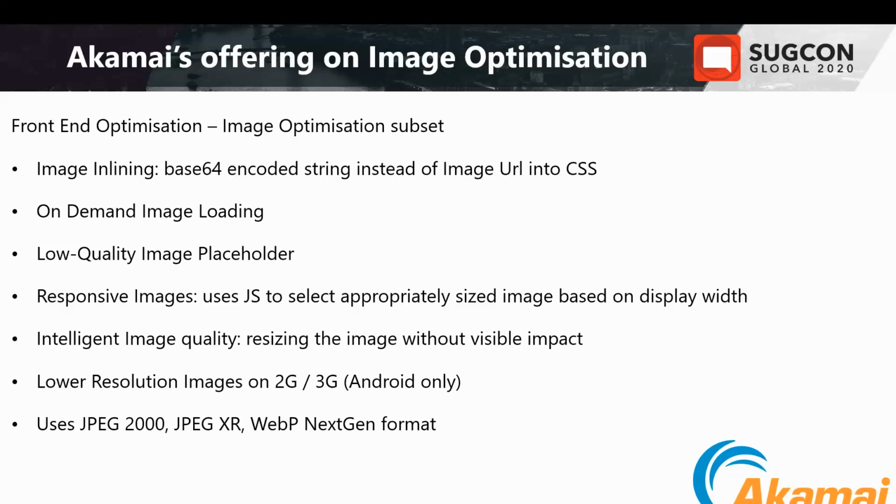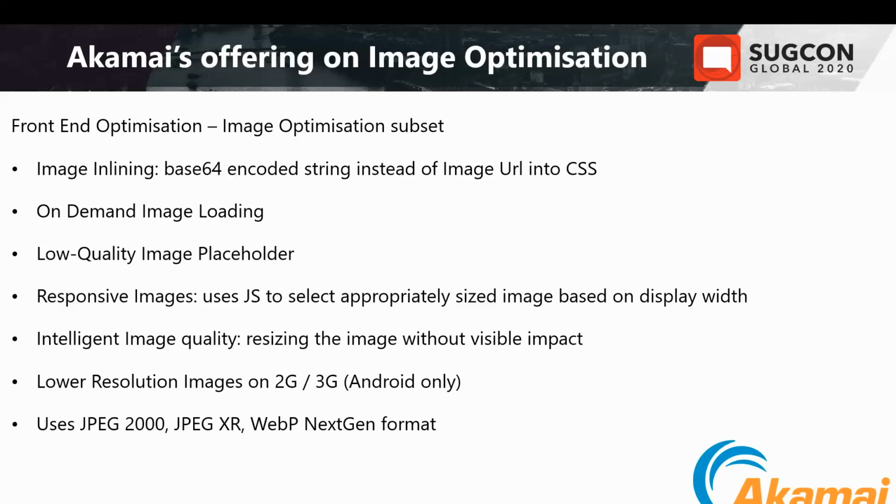On-demand image loading does not load the image until it is in the viewport. Low-quality image placeholder, just like Mirage, serves a blurred image first before it serves the full image. Responsive image: to facilitate responsive images, different size images are created during the page analysis. In a mechanism similar to on-demand page loading, the image tag in the page is modified to prevent the browser from going out and fetching the image. So JavaScript is used to select the appropriate size image based on the display width.